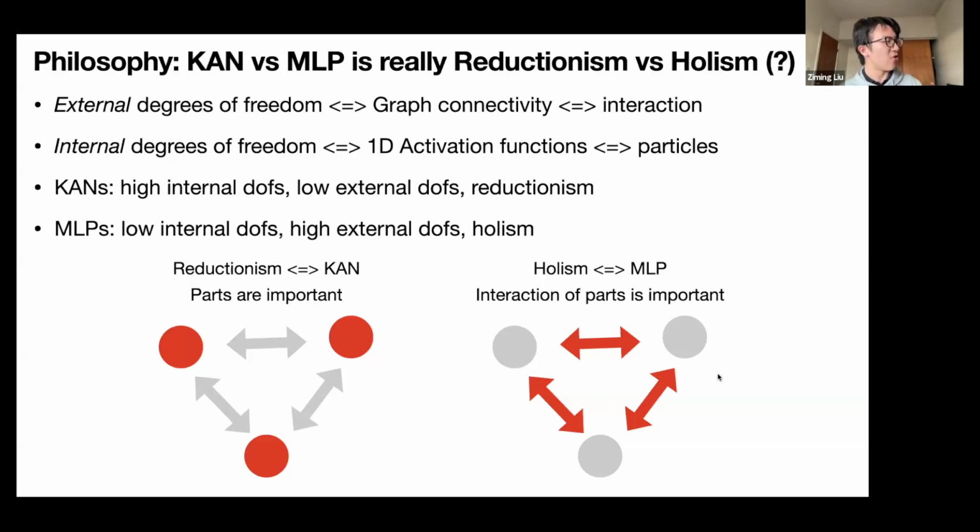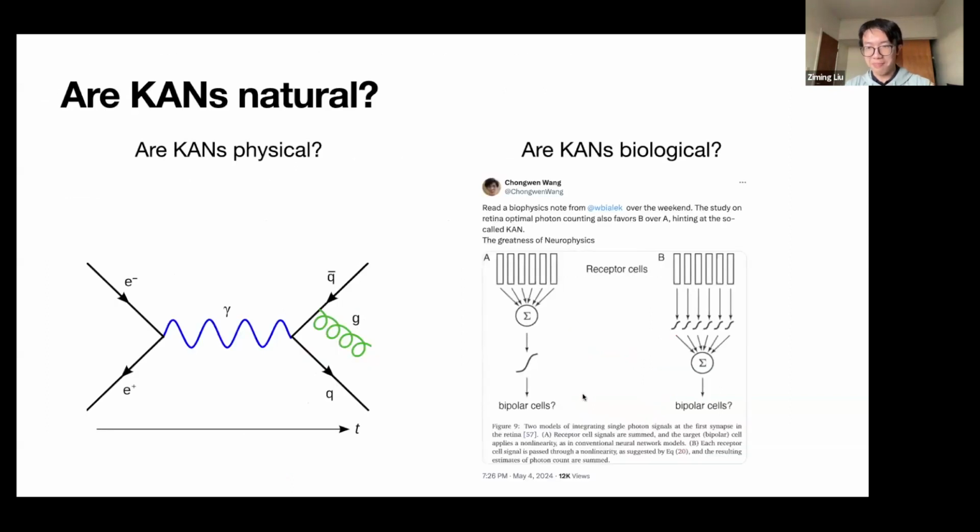So from this perspective, this is not just a philosophical game, but it may give us some insight into how we build models in the future. Reductionism and holism are not necessarily contradictory to each other. There are ways to reconcile and combine these two philosophical beliefs. The same thing could happen if we try to come up with a model that combines KAN and MLP, even on this philosophical level. That could be quite interesting to try.